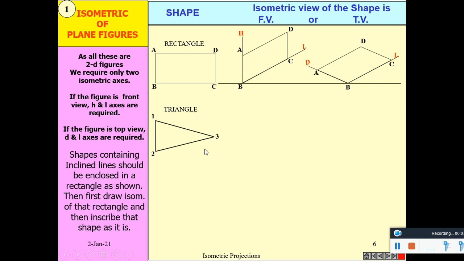A triangle. If you want to draw a triangle, first of all enclose it in a rectangle.